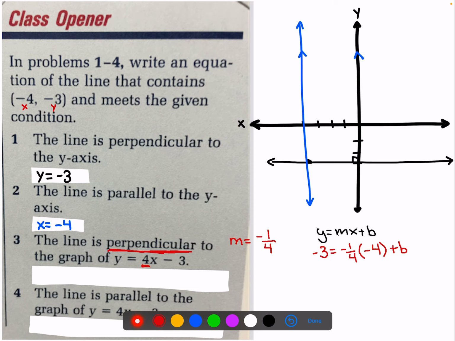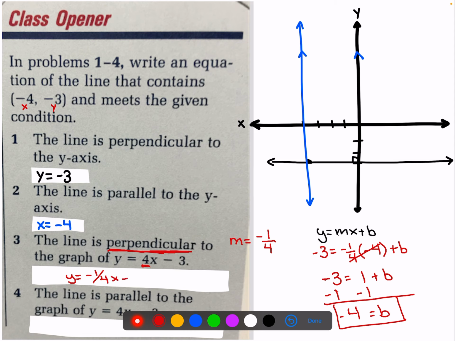To solve this, -1/4 times -4, the 4's will cancel and I'll be left with +1. So -3 equals 1 plus b. From here I subtract 1 from both sides and we're left with b equal to -4. Which leaves us with our equation as y equals -1/4 x, again that slope doesn't change, minus 4, our y-intercept that we just found. So that is our equation.